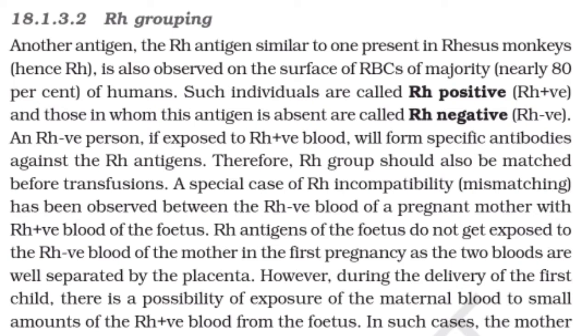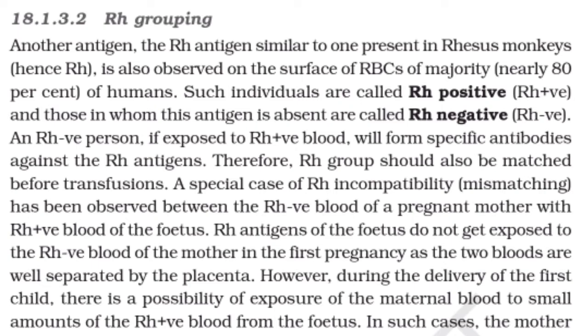A special case of Rh incompatibility (mismatching) has been observed between the Rh negative blood of a pregnant mother with Rh positive blood of the fetus. Rh antigens of the fetus do not get exposed to the Rh negative blood of the mother in the first pregnancy, as the two bloods are well separated by the placenta. However, during the delivery of the first child, there is a possibility of exposure of the maternal blood to small amounts of the Rh positive blood from the fetus.